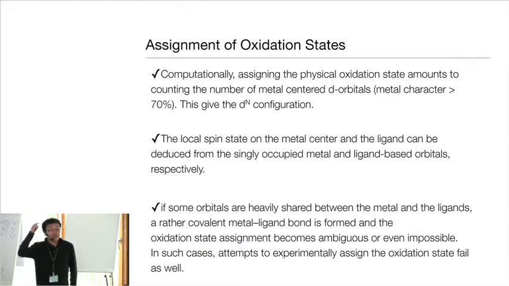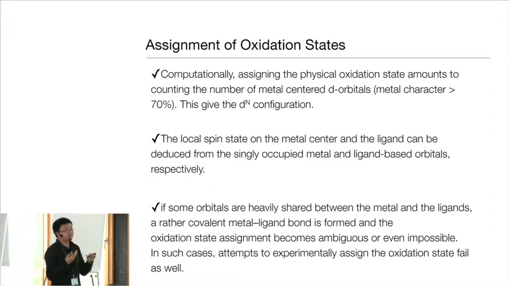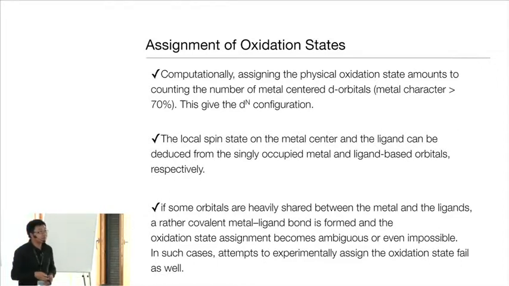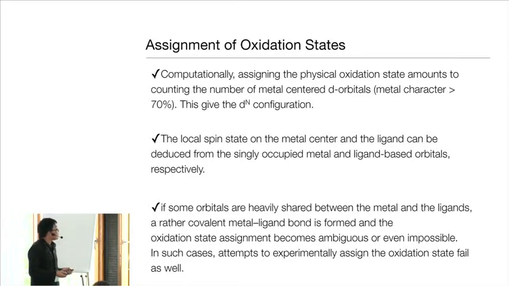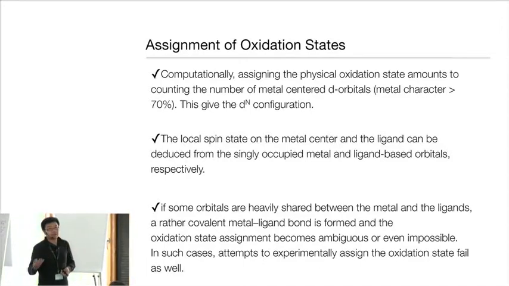People are working here on non-innocent ligands, and you also have the same problem. Computationally, as I mentioned just now, assigning the physical oxidation state is equivalent to counting how many d electrons are in the d-based molecular orbitals, which gives rise to the dn configuration. Based on that, you can know the oxidation state. The local spin state on the metal and the ligand can be deduced from how many singly occupied orbitals are on the ligand and the metal.